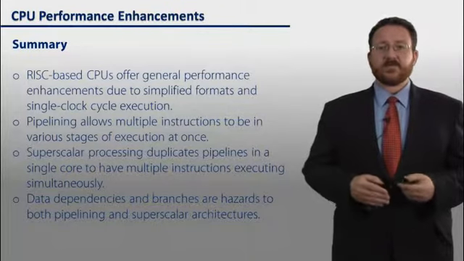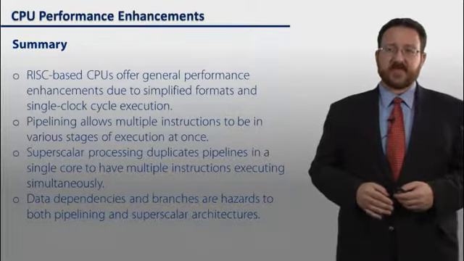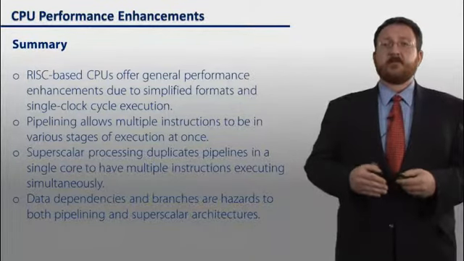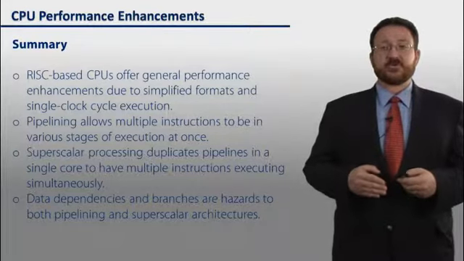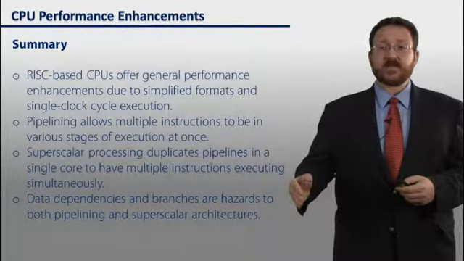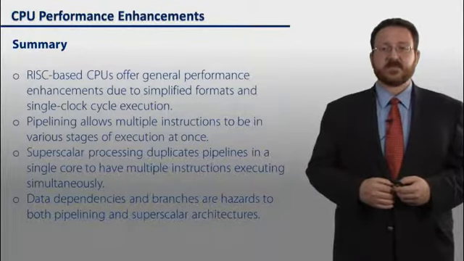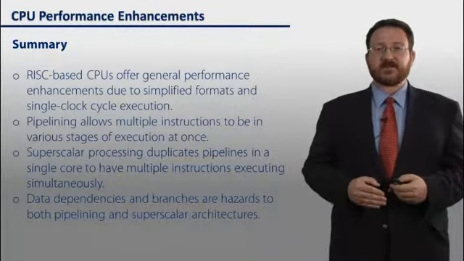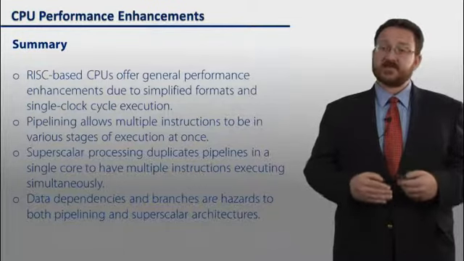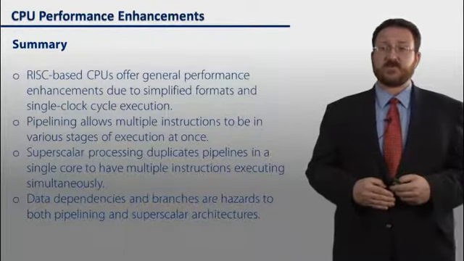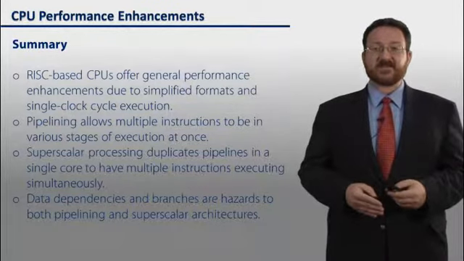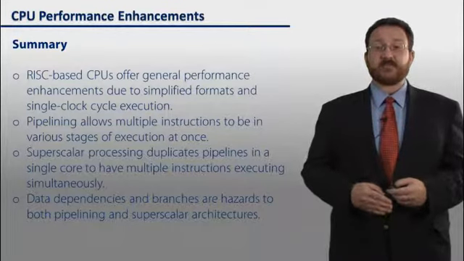So in summary, RISC-based CPUs are going to offer some general performance enhancements due to simplified formats and single clock execution. Pipelining, though, is going to allow multiple instructions to be in various stages of execution at once. At the end of a single clock cycle, then, we will be completing one instruction once the pipeline is filled. Superscalar processing duplicates the pipelines in a single core to have multiple instructions executing simultaneously. But this involves duplicating the functional units within the CPU, which adds complexity and cost. Data dependencies and branches are hazards that we have to deal with in both pipelining and superscalar architectures.